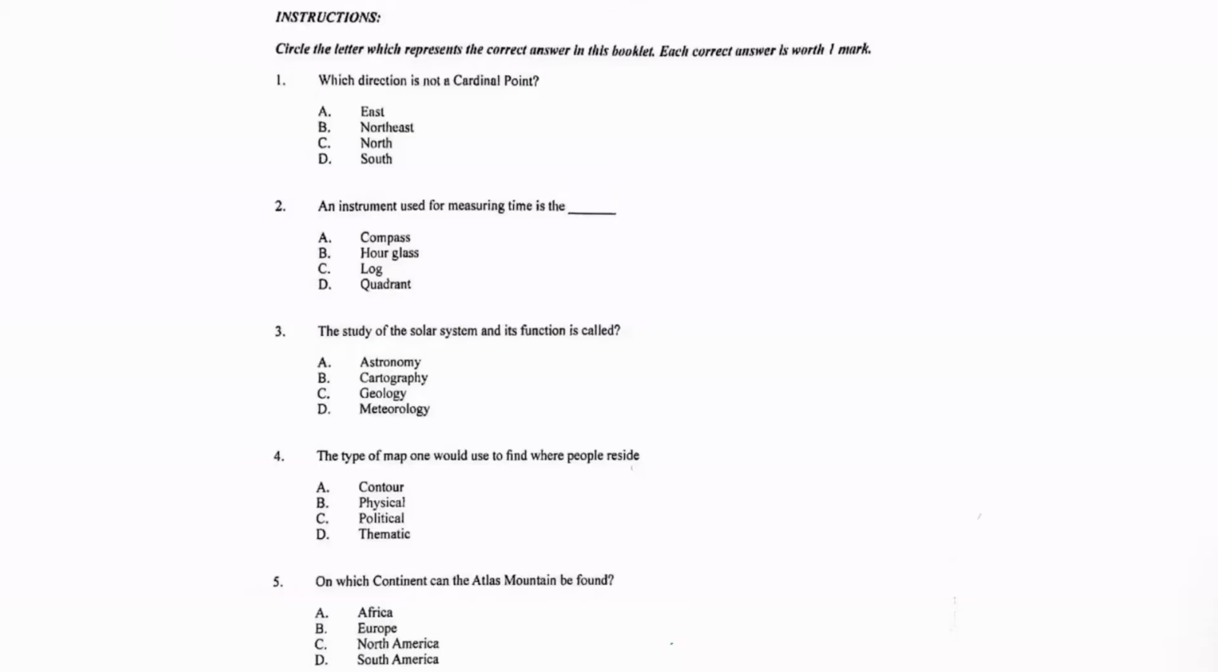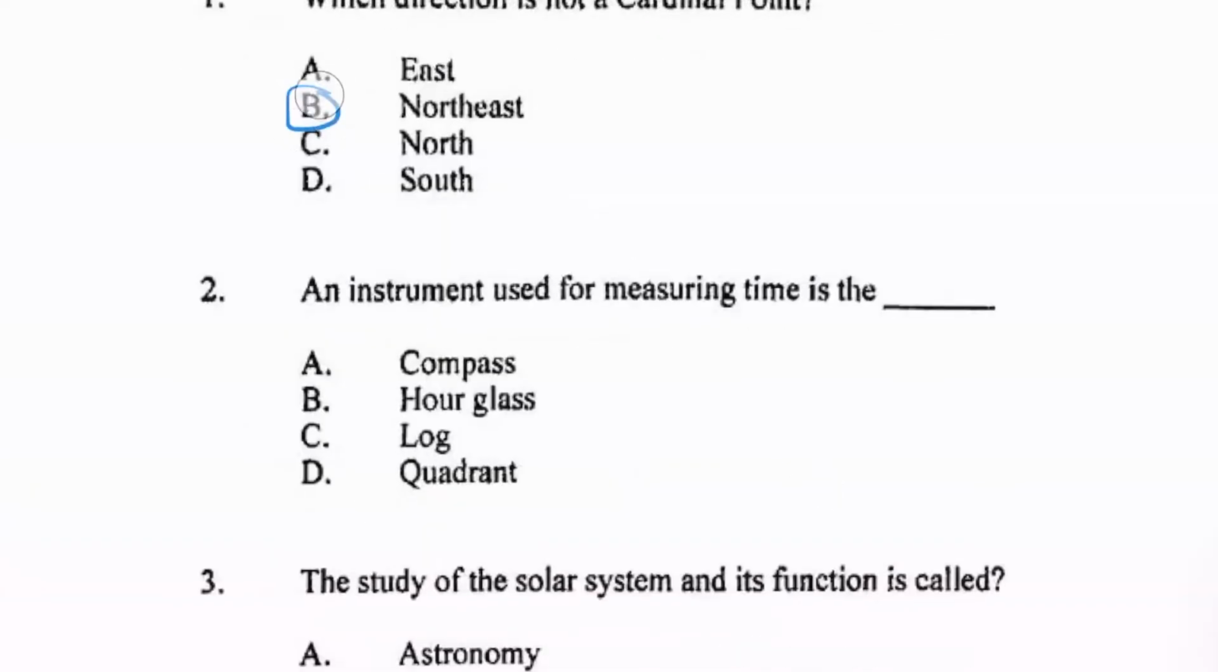So the first question is, which direction is not a cardinal point? Is it A, east, B, northeast, C, north, or D, south? Okay, I'm getting a lot of B's, but I see someone says C. Martina, you say C, and a lot of people are saying B's. The answer is actually B.